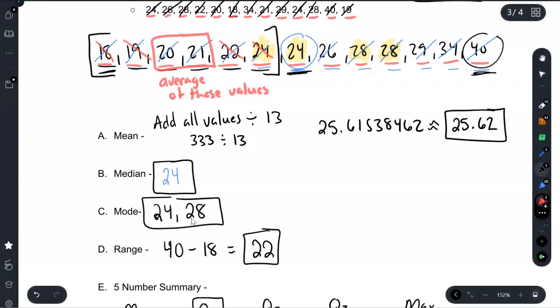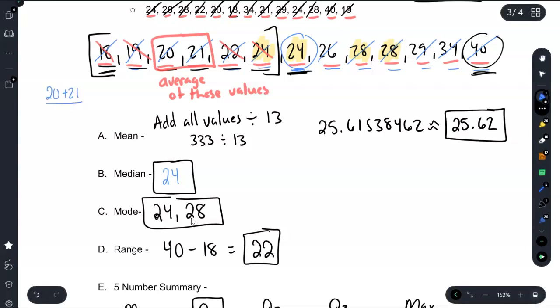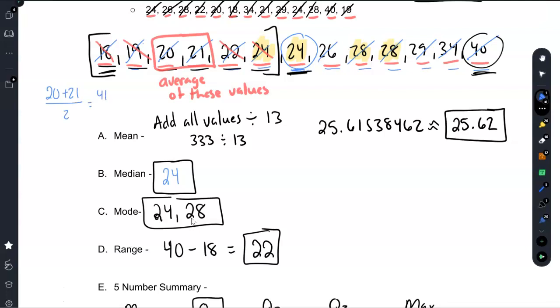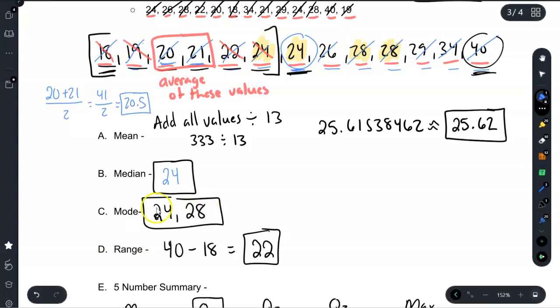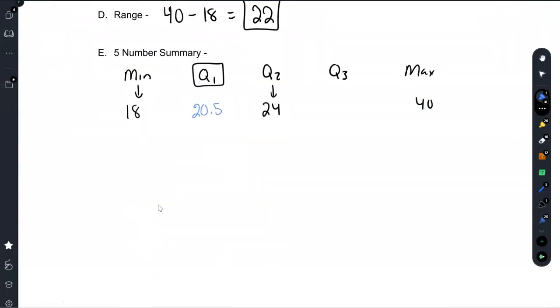So for this one, it's not going to be a hard average to come up with. I'm going to switch back to blue. To find the average of 2 values, you simply add the 2 values together and divide by 2. So this would be 41 divided by 2, which gives me 20.5, which we probably could have done in our head. Between 20 and 21, the average in the middle is 20.5. So my Q1 is 20.5.